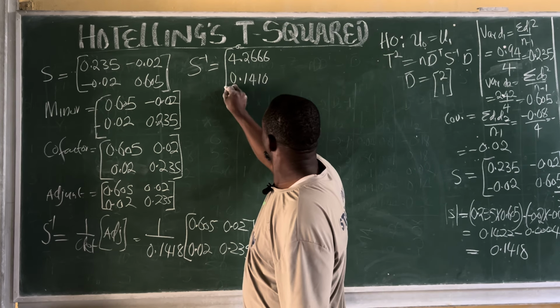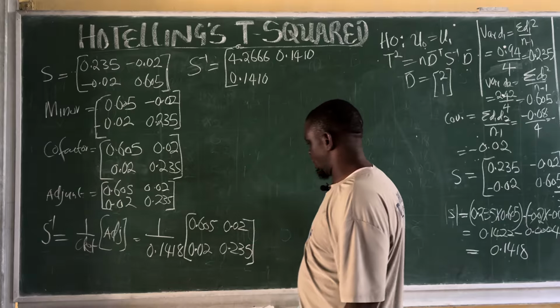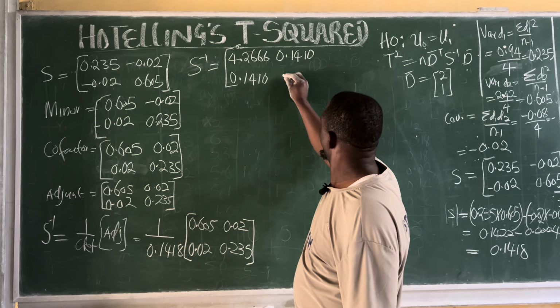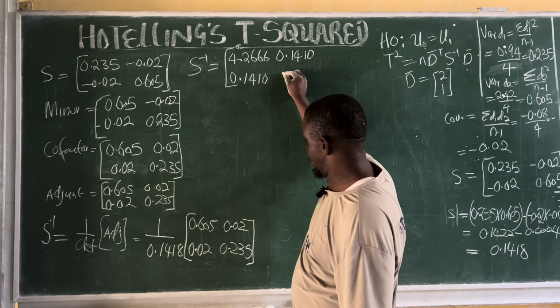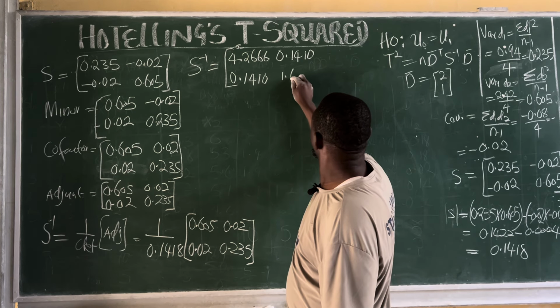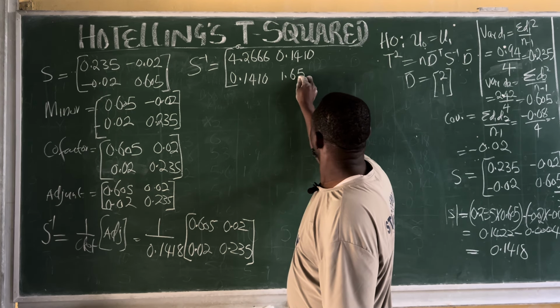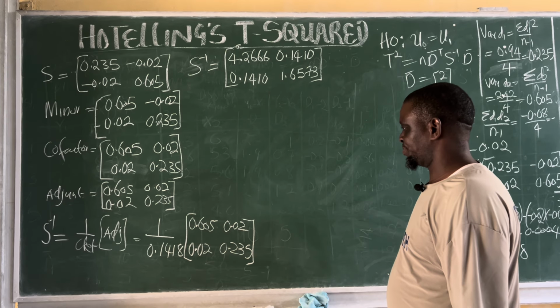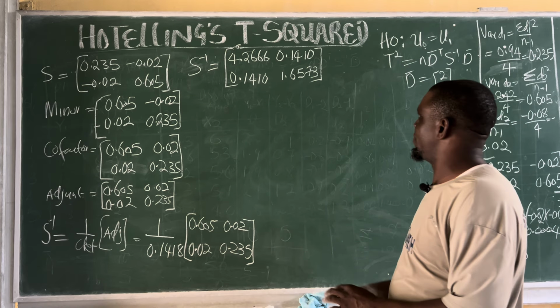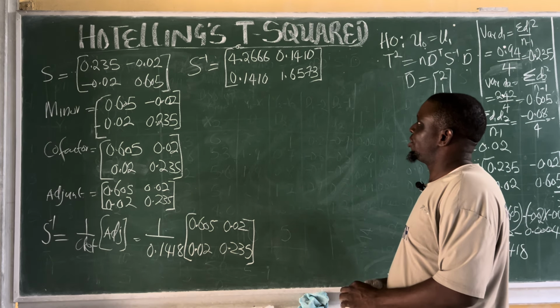And then this will be, if we divide 0.235 by 1.6570.73. Okay, so that becomes our inverse. So if we have that as the inverse of our matrix, then what we have to do now is to look at our test statistics.